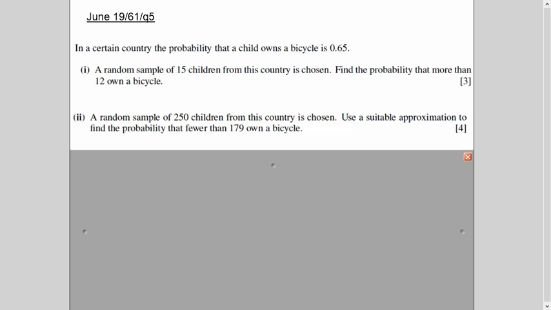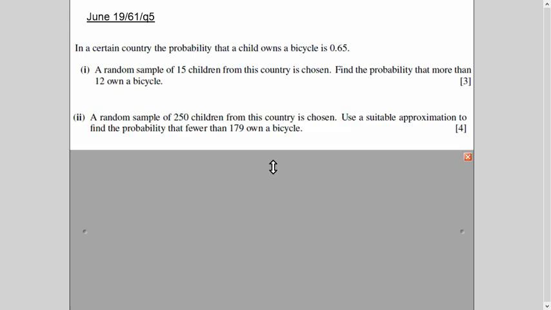In a country, the probability that a child owns a bicycle is 65%, 0.65, and a sample of 15 children is chosen. Find the probability that more than 12 own a bicycle. Now, this is a simple question, right? In the second part, we will apply normal approximation.